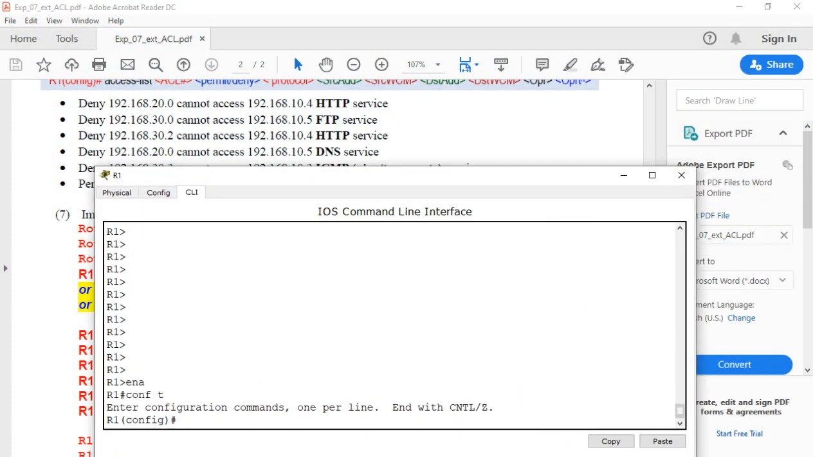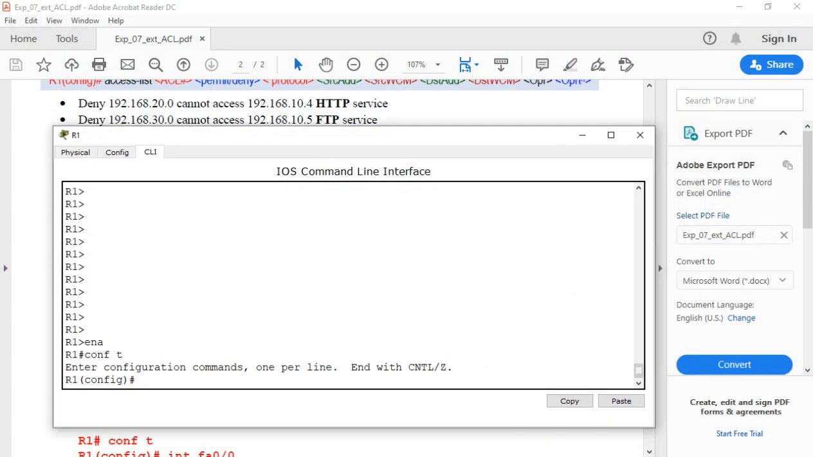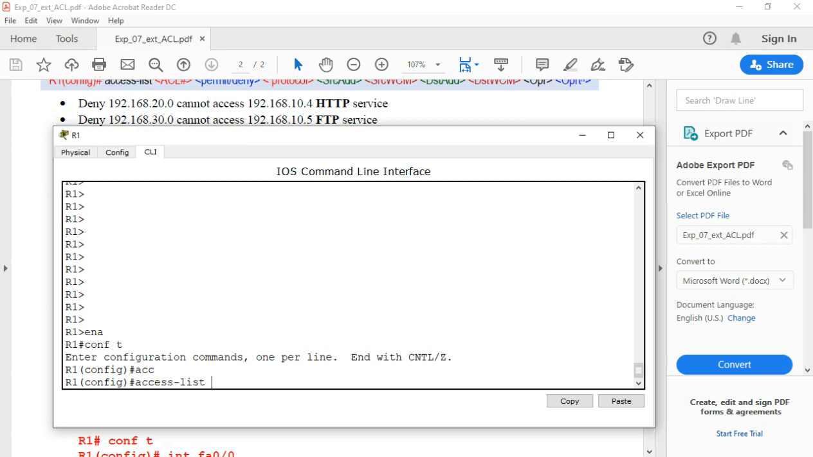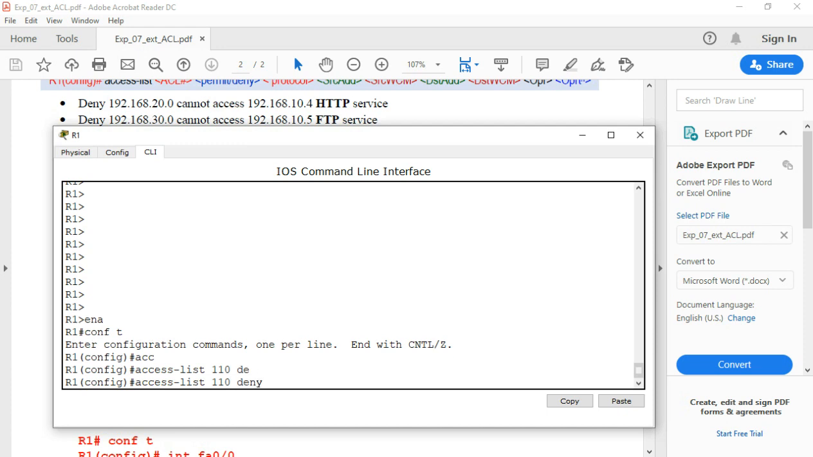So the first one is to deny the access from network 20 to the HTTP server here, 10.4. So let's do it. Access list, give a number of 100 or above. So I will give 110. Deny. It is HTTP service, or TCP. The network 192.168.20.0 and the mask 0.0.0.255, or the wildcard we should say, 255.